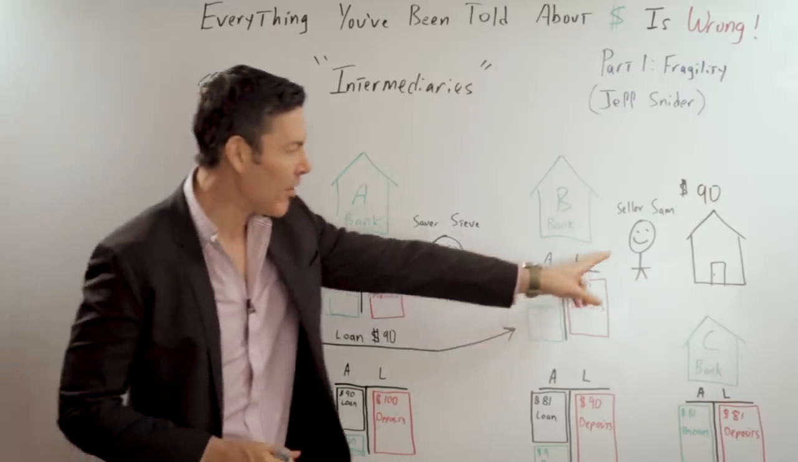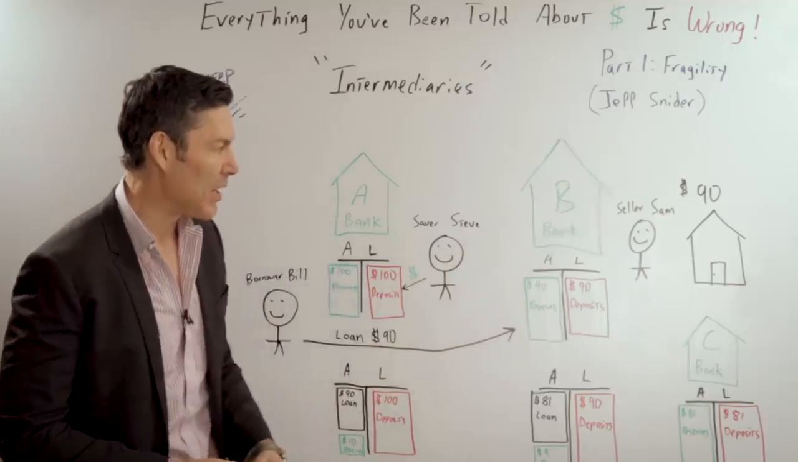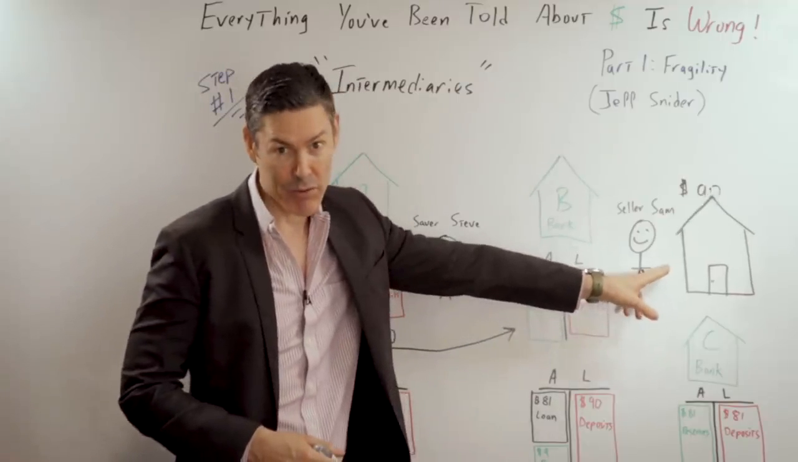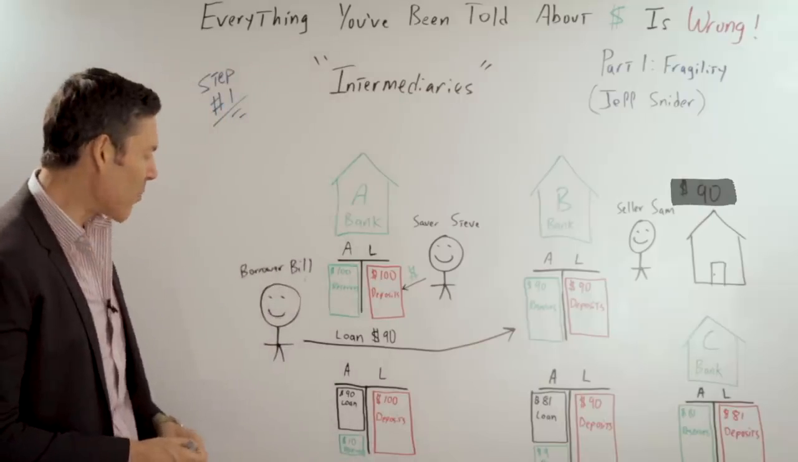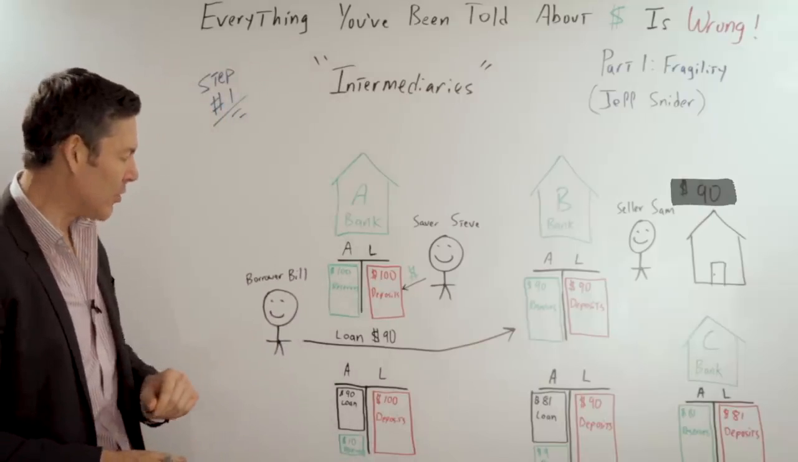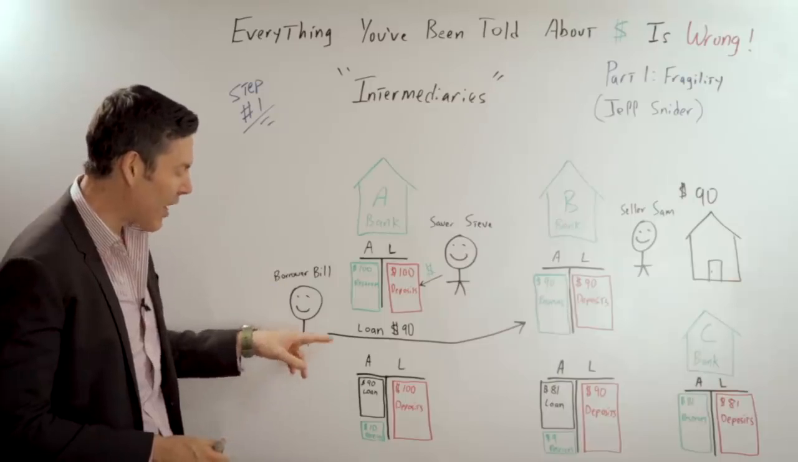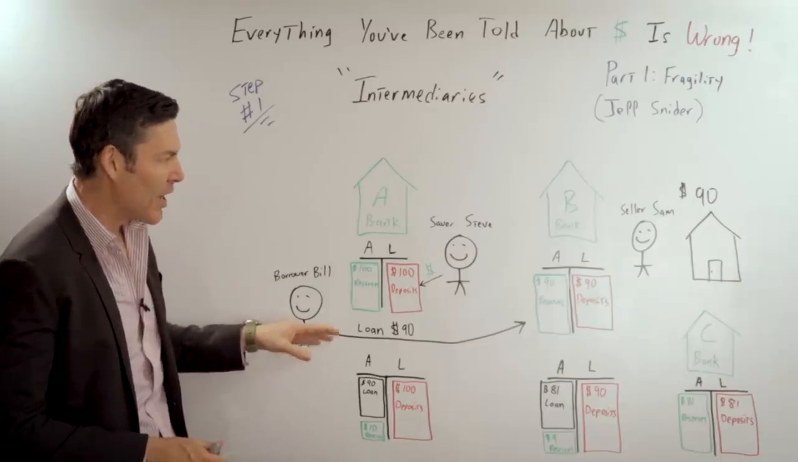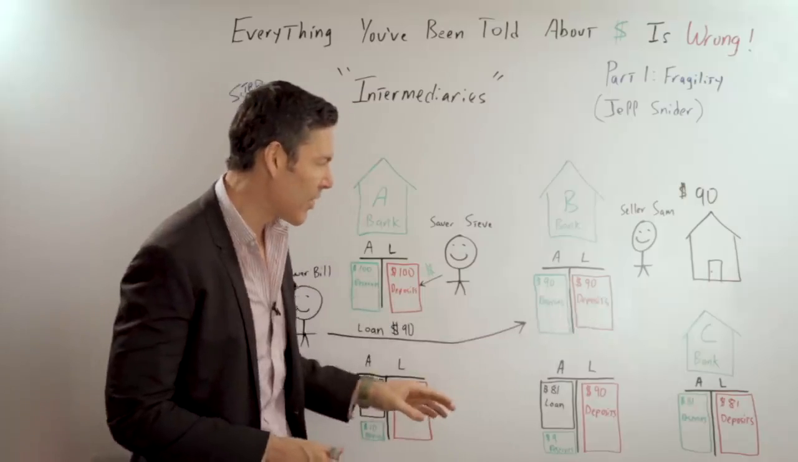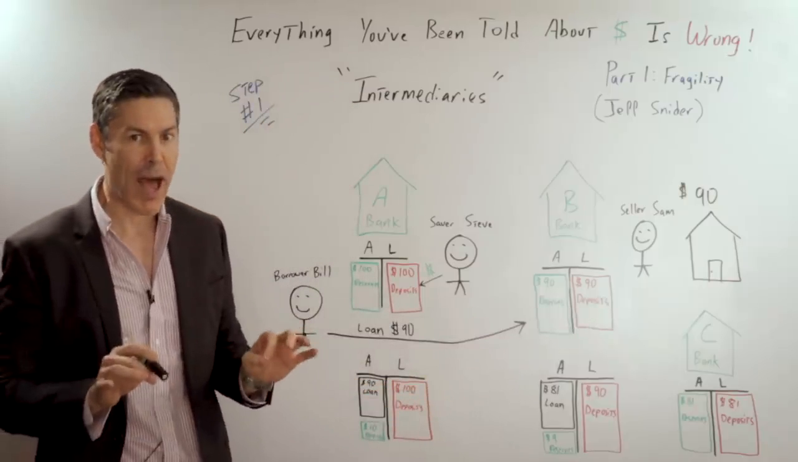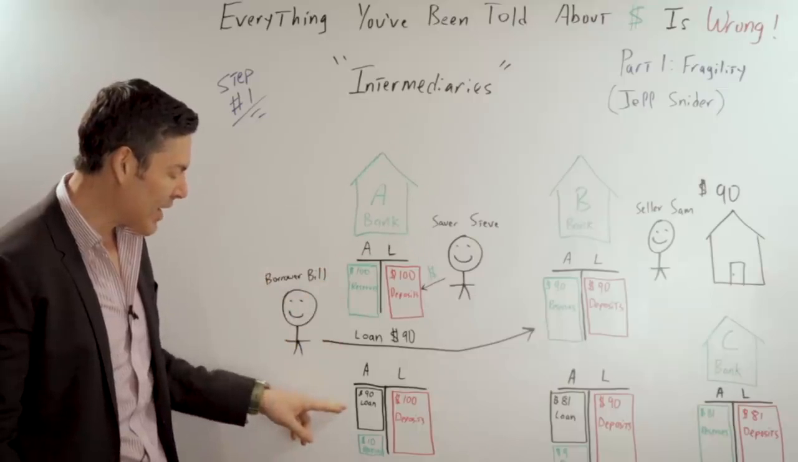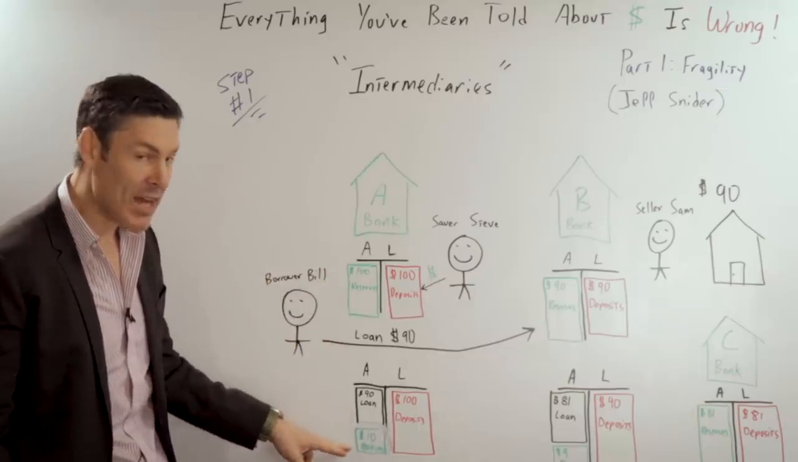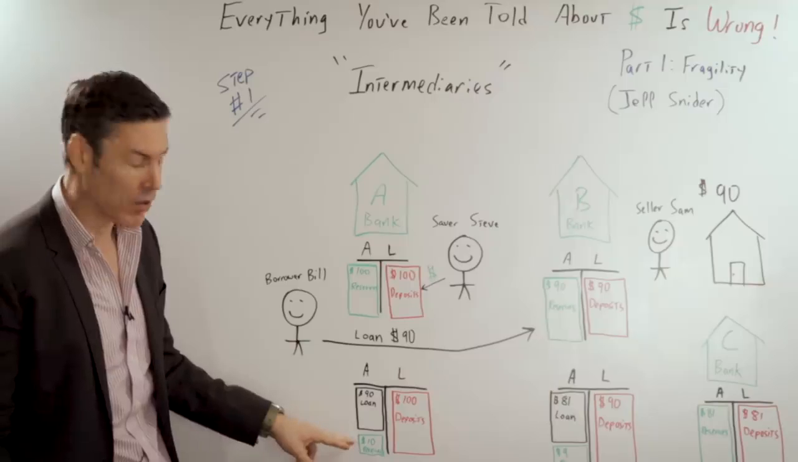Well, let's say seller Sam is with Bank B and he just happens to have a house that's worth $90. And he says, borrower Bill, I will sell that house to you. So borrower Bill takes out that loan for $90 and gives it to seller Sam. Well, let's look at what's happened to the bank's balance sheets. Bank A now has a $90 loan and $10 in reserves.